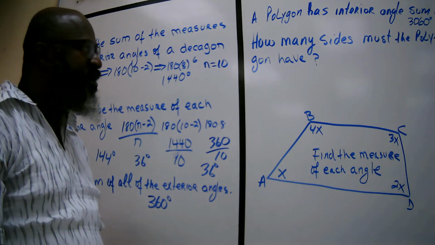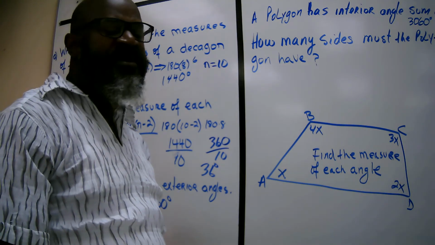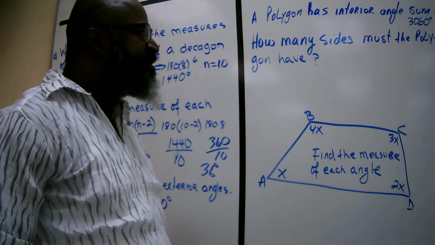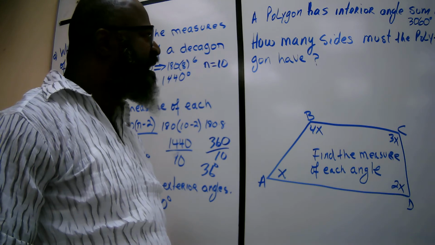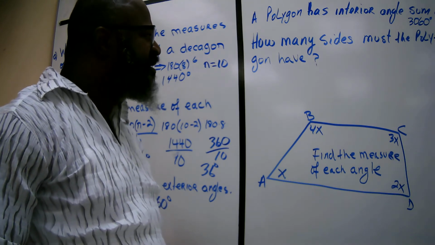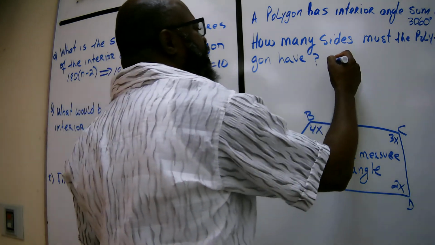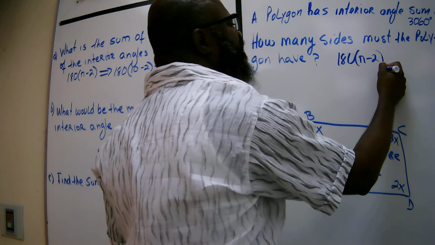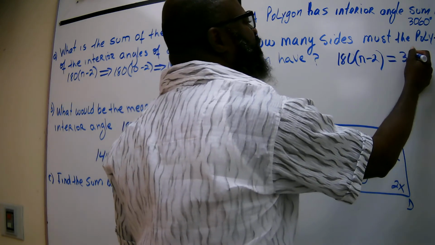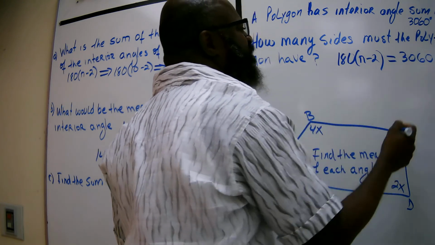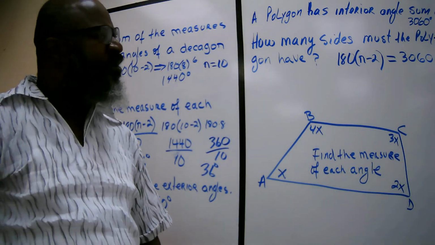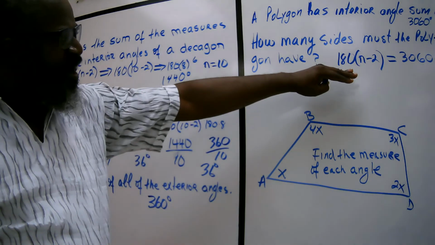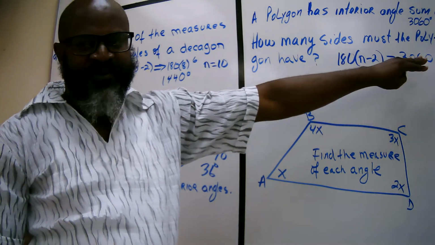So let's move on to the next problem, which is a new problem. They said that a polygon has an interior angle sum of 3060 degrees, and how many sides must the polygon have? In order to find this, use the formula 180 times n minus 2. They give you this sum, so you let it equal 3060. So this is the backward problem. They give you the sum, but you have to work backward to find n. So the formula is 180 times n minus 2 is equal to 3060.